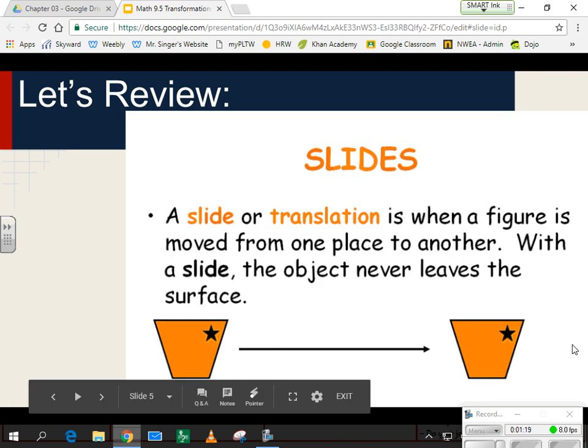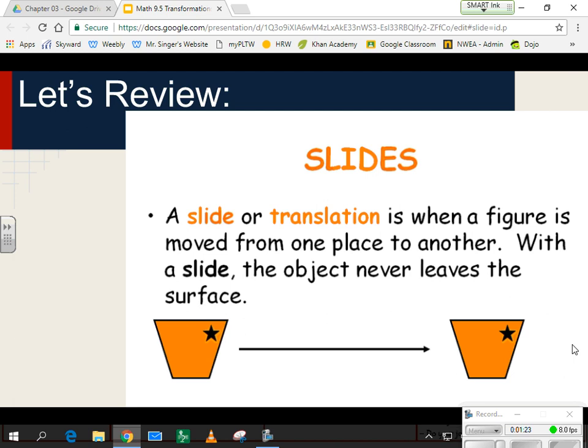Next, let's talk about one of them, which is the slide. We call this a translation. A slide or translation is when a figure is moved from one place to another. With a slide, the object never leaves the surface. We just kind of slide it over back and forth. However, when we're drawing them on the coordinate plane, you just have to slide it over to a specific spot and redraw it.